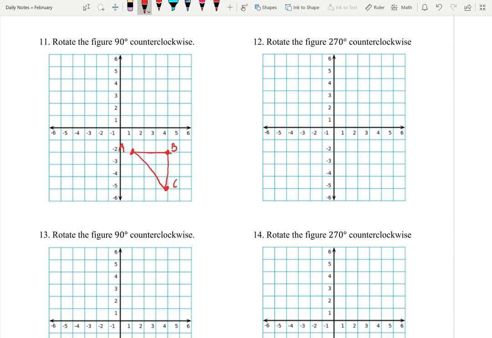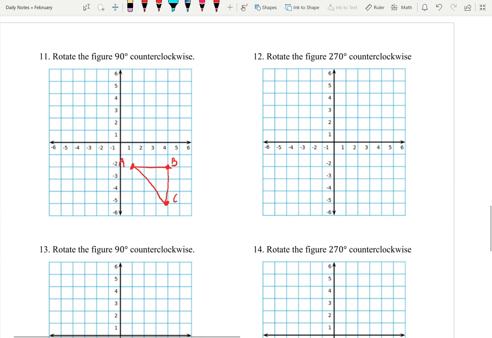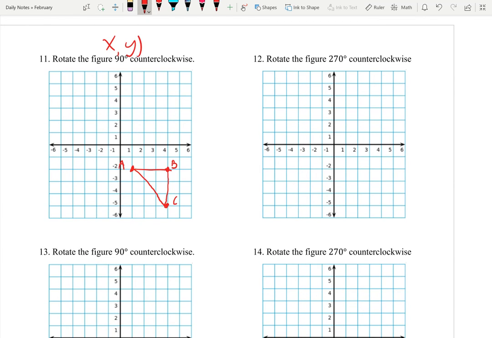All right, so we're going to rotate this 90 degrees counterclockwise. Let's see if I can remember the rule for this real quick. So (x, y) would translate into... I know it's going to be (y, x), but which one's going to be negative? (-y, x)? I believe that's the rule. You're going to have to check. I don't have the notes in front of me.